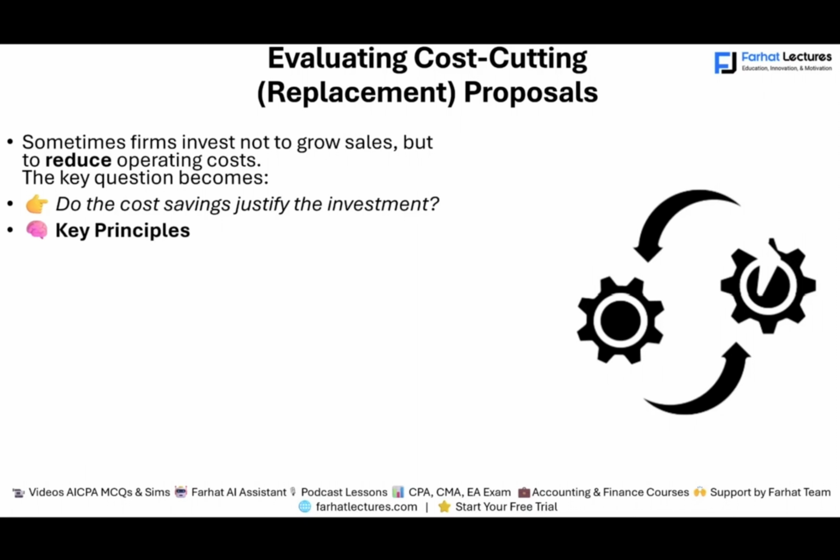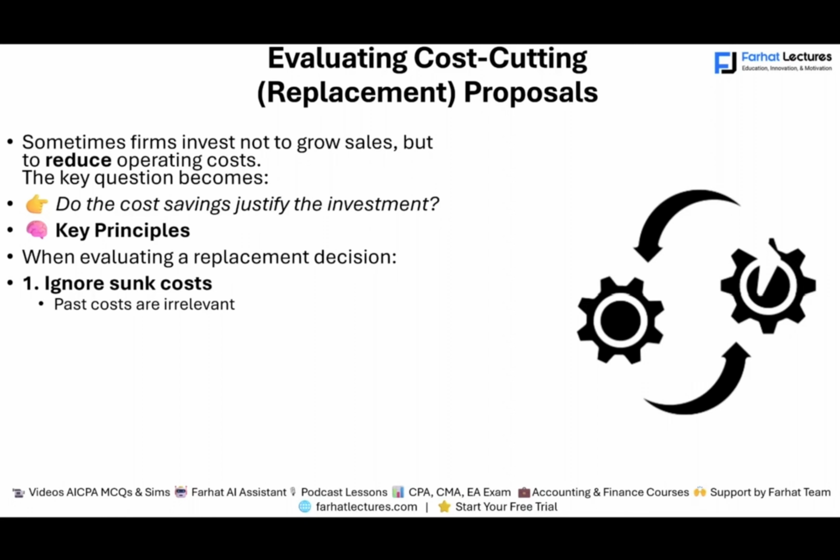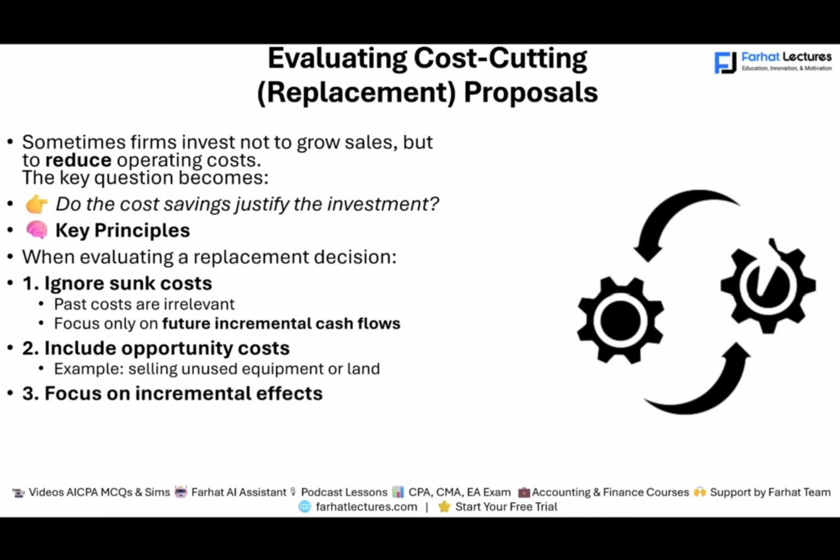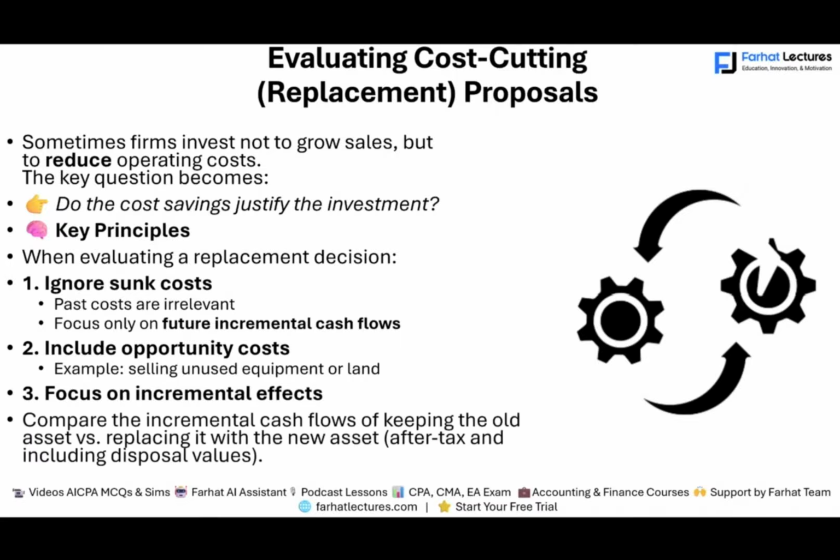So the key principle here, when you're making those decisions, keep in mind to ignore sunk cost, past costs that are irrelevant. We talked about those. Focus only on the future incremental cash flow. Include opportunity costs. Remember when we started this chapter, we talked about all these factors like selling unused equipment or land, and focus on the incremental effect. Compare the incremental cash flows of keeping the old asset versus replacing it with a new asset after tax and including disposal value. So you have to take everything into account.